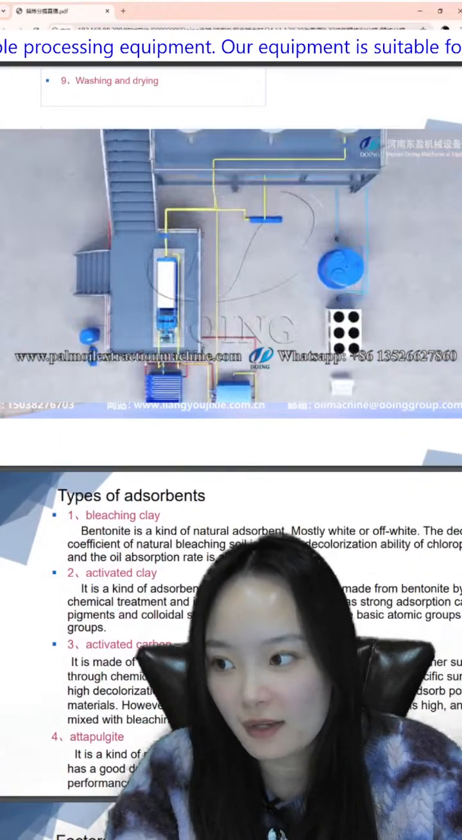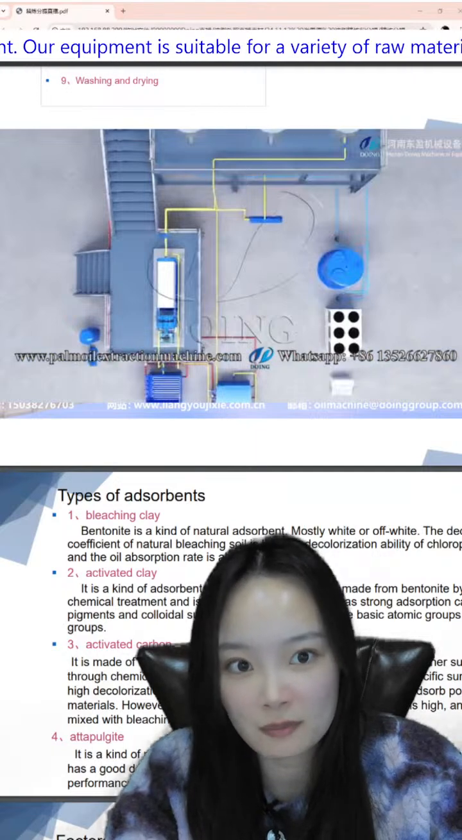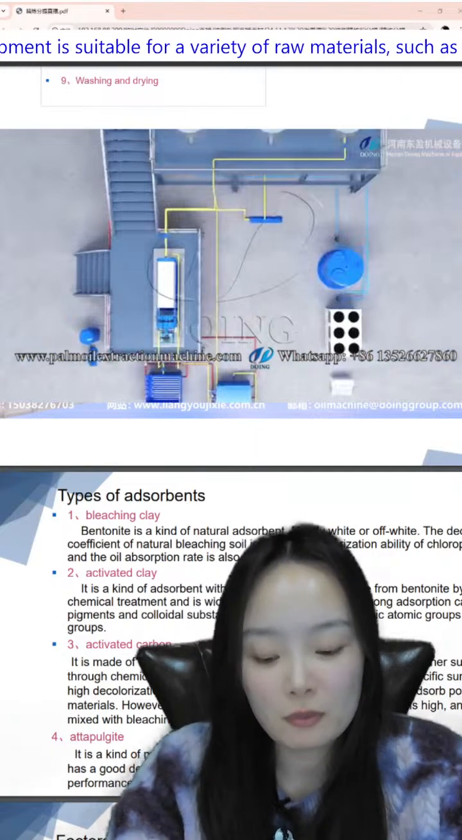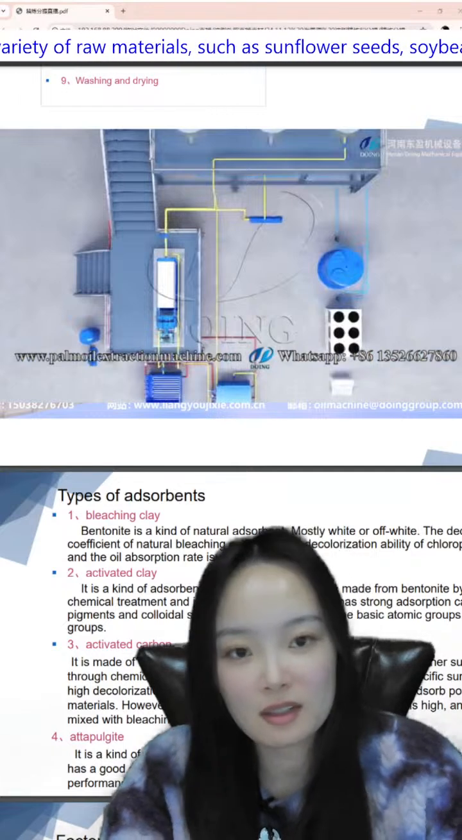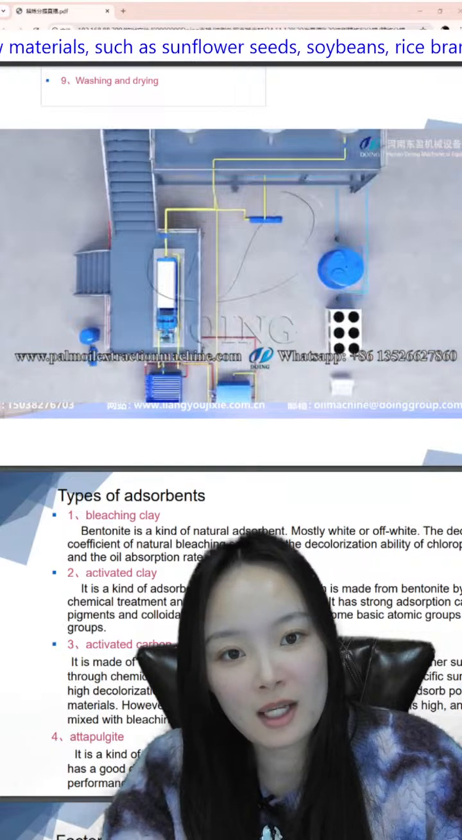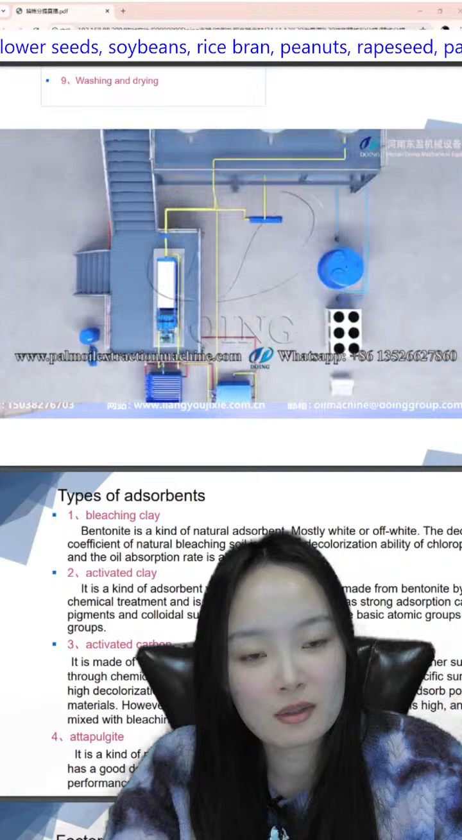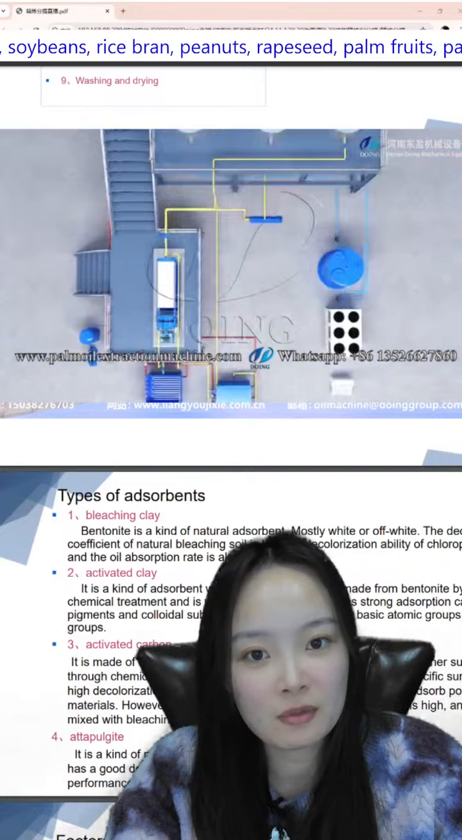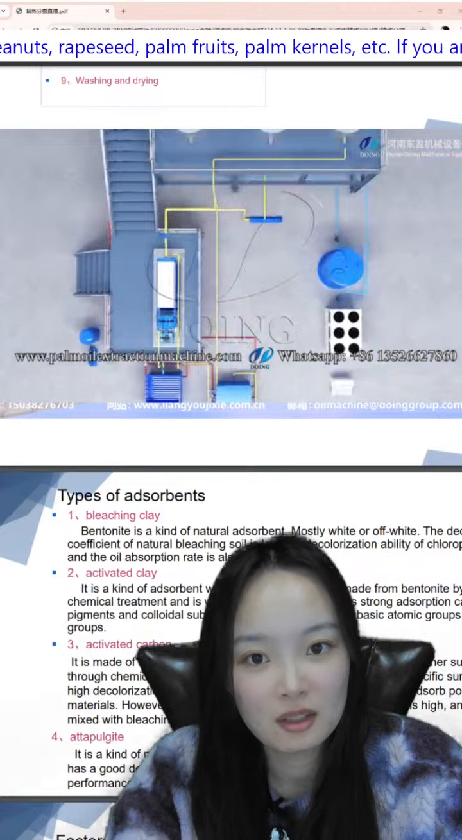And these are the types of absorbents. If you want to start your refining project, you need to buy the absorbents first. The first type is the bleaching clay.